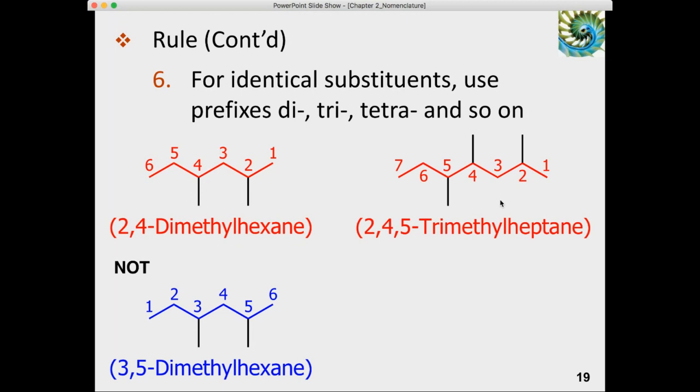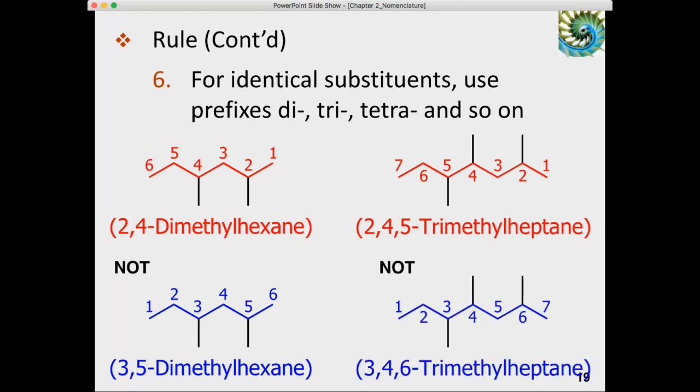Here is another example. The main carbon chain has 7 carbons. We start numbering from the right side because the right side is closer to the first substituent. So the combination of substituents here, if we start numbering from the right, is 2, 4, 5. Whereas if you start from the left, it would be 3, 4, 6. That's higher. So we start from the right. We have 3 methyl groups, 1 in position 2, 1 in position 4, 1 in position 5. So that would be 2, 4, 5 trimethyl heptane.